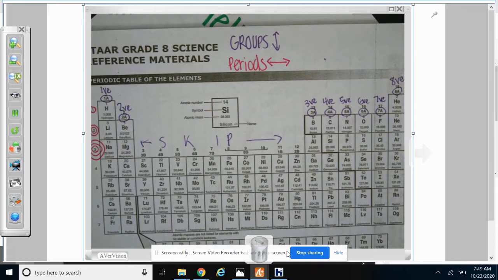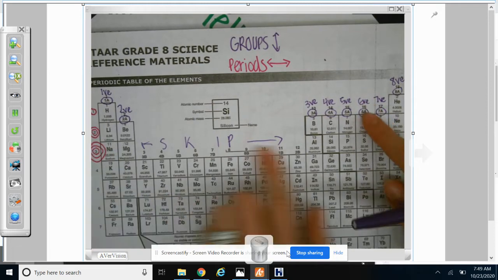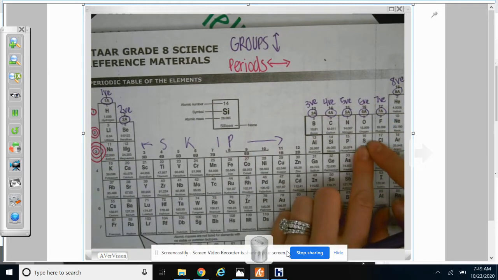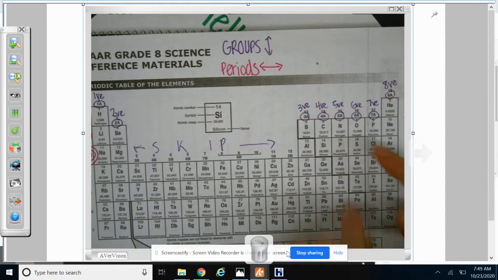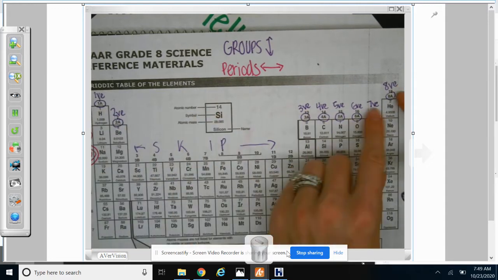Let's do one more. What element has 6 valence electrons and 3 energy levels? Find where they meet. One more. What element is in period 1, and has 8 valence electrons?